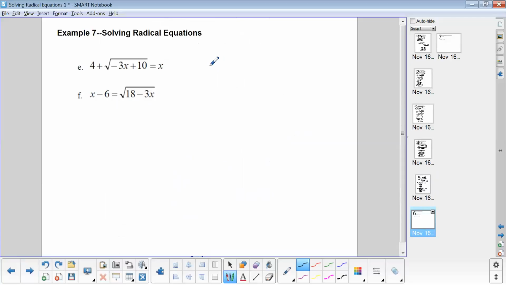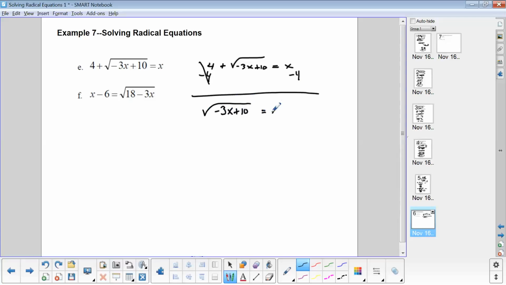Now let's look at part E, where I've got 4 plus the square root of negative 3x plus 10 is equal to x. So in this case, I could square both sides, and that will be a little lengthy to have to multiply 4 plus the square root times 4 plus the square root again. So what I'm going to do is I'm going to subtract 4. And that's going to give me the square root of negative 3x plus 10 is equal to x minus 4. Again, I've got variables on both sides, but I need to remove the radical.